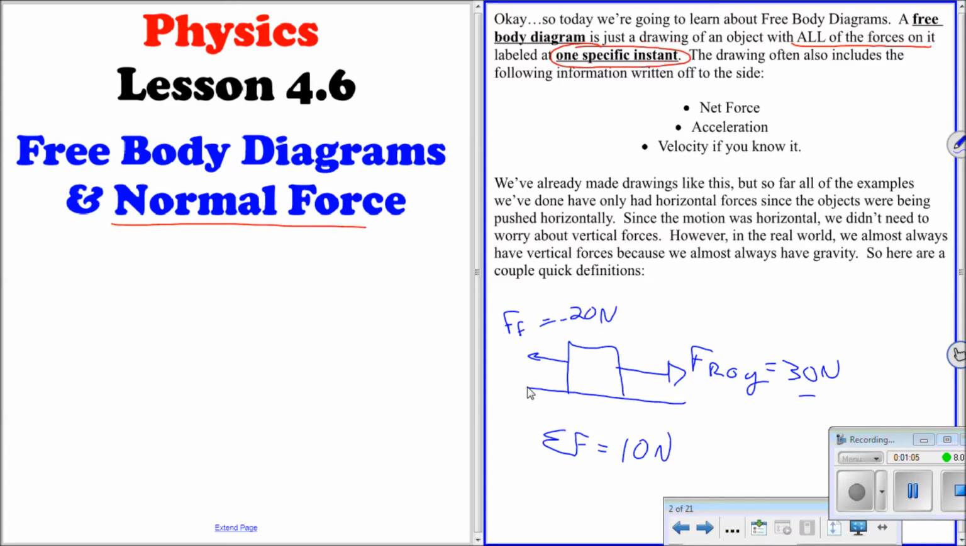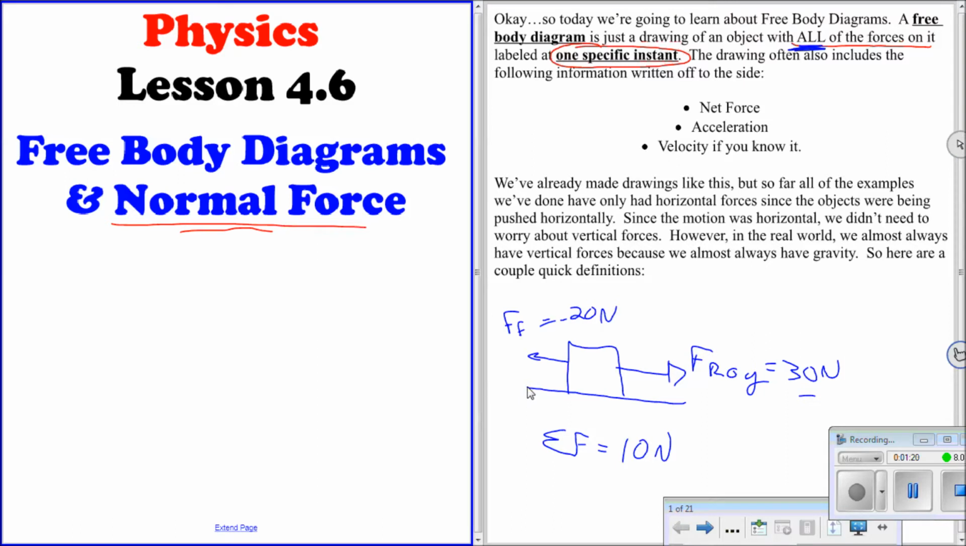So that's sort of the beginning of a free body diagram. But the problem is that we haven't labeled all of the forces. There are a couple forces that I've neglected to draw in here, specifically gravity, and one other force, which we're going to learn about in a minute, called normal force. So we'll be adding in those forces. Up until now, those forces haven't mattered because all of the motion has been horizontal. Here we're going to be looking at what happens if there are vertical forces.